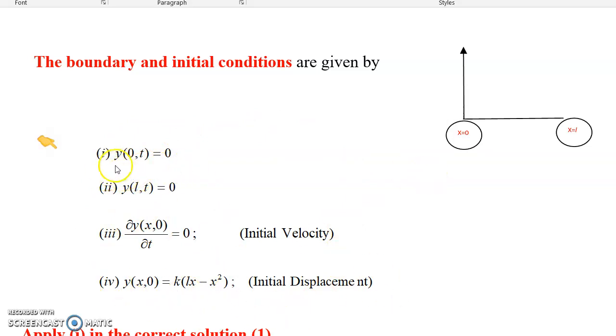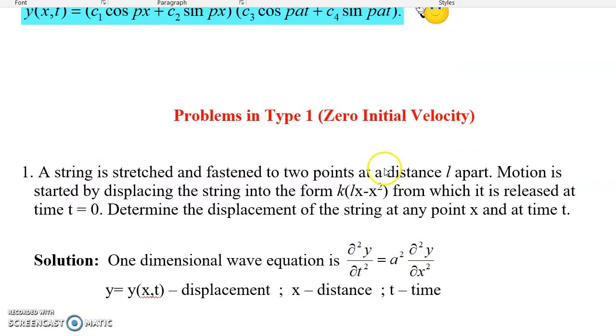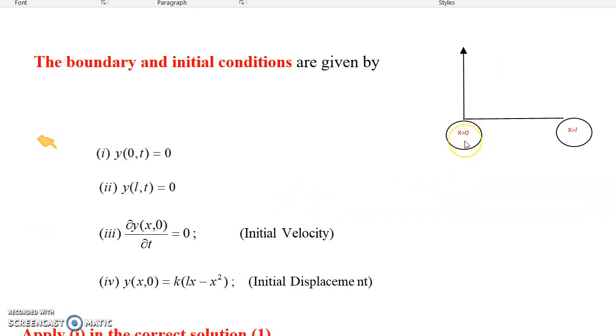Look at the first one, y of 0, t equal to 0. How does this come? Actually, the problem says the 2 points x equal to 0 and x equal to L, the 2 end points of the string, are fastened. What is the meaning of fastened? Tied up. So you can observe, this is one end x equal to 0, this is the other end x equal to L of the string. Both the ends will be tied up.